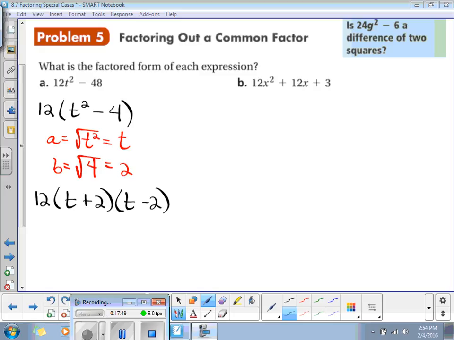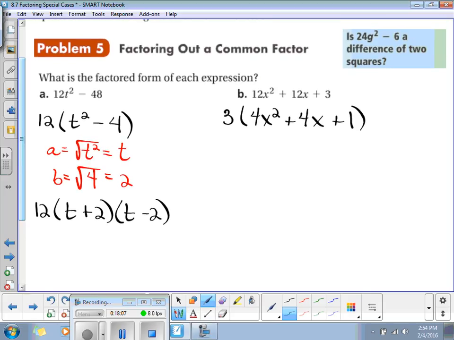What am I going to factor out of letter B? We're going to factor out a 3. Very good. So the 3 comes out. What's left on the inside? 4x squared plus 4x plus 1. Very good. Now here, this is not a difference of squares, right? But this is like our example 1. So that means we have to check to see if the first term is a perfect square, the last term is a perfect square, and we have to check if our middle term is 2ab.